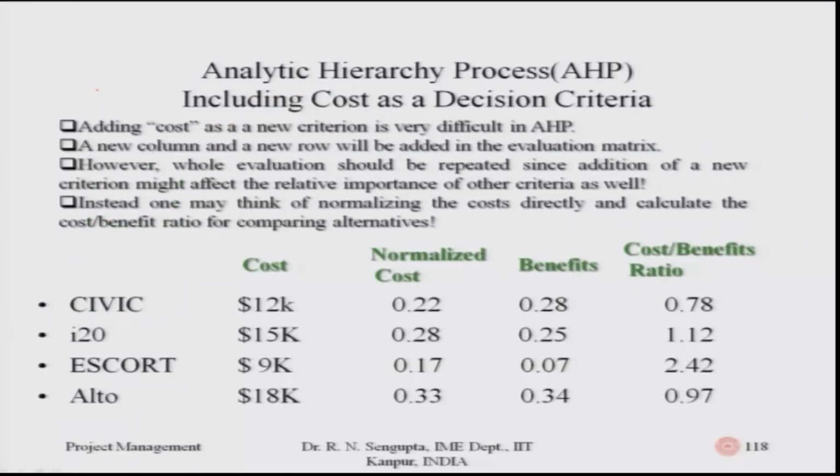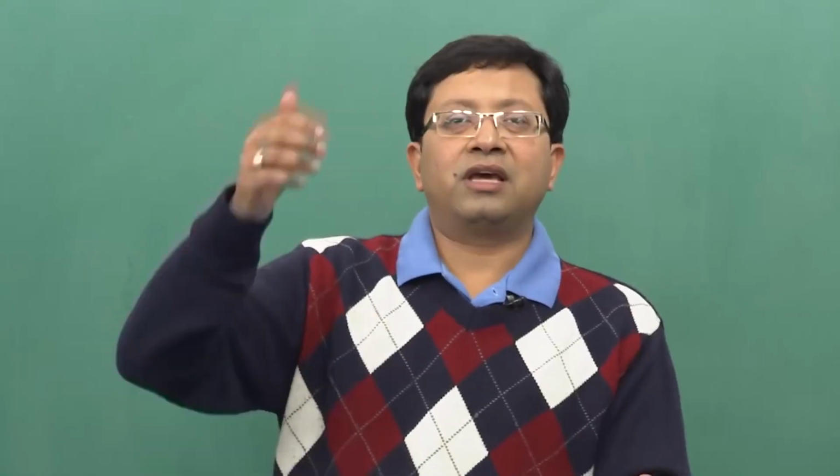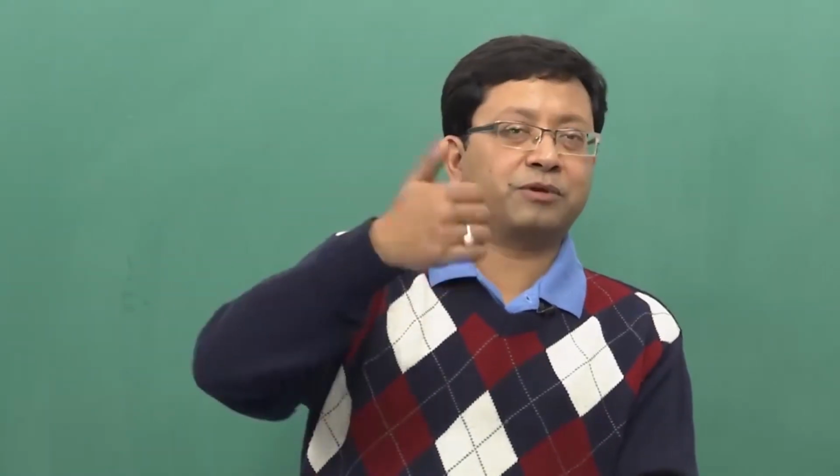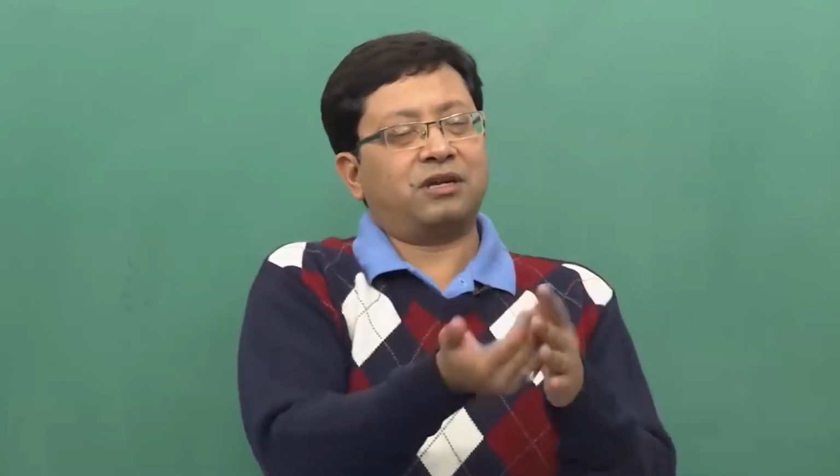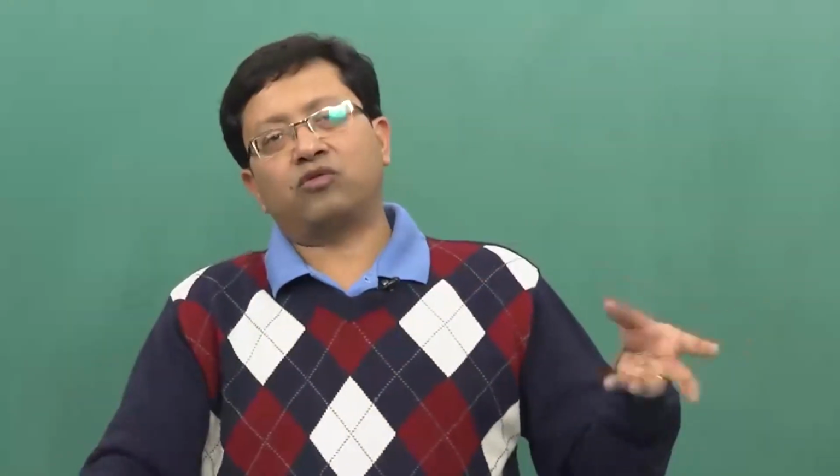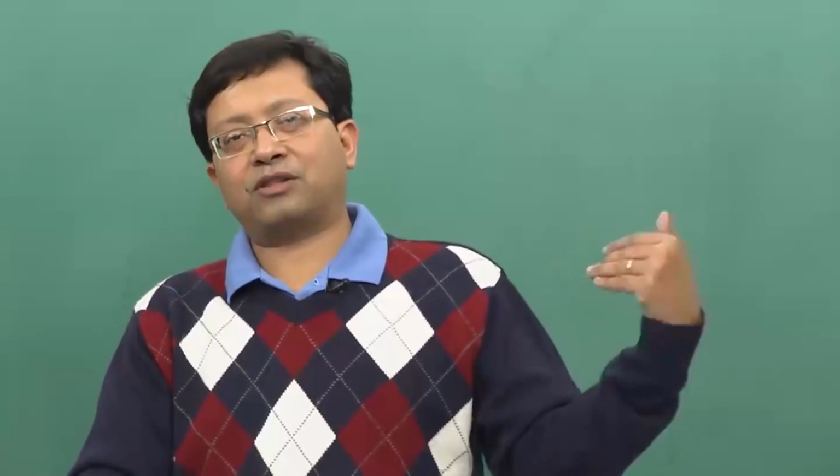So, analytical hierarchy process including cost as a decision criteria. Now, if I consider adding cost as a new criteria, it becomes very difficult, because if you add the cost factor it would mean that you have to add a column, do your calculation and repeat it for all the factors, because now cost is a criteria. So, you have to bring that into the picture and include cost as a criteria and compare the alternatives based on the new set of criteria.